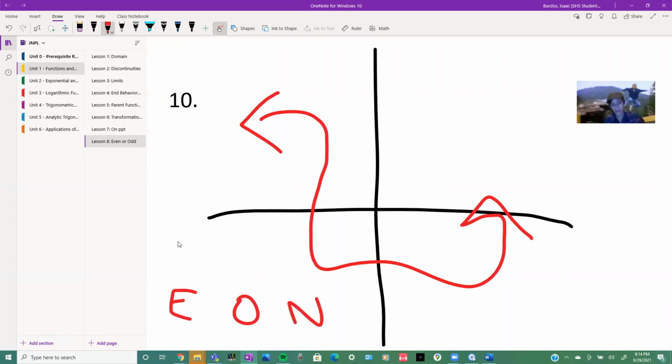Now, number 10, the arrows are in different directions. It's not a very good graph, really, but they're in different directions, so we can cross out even. But this thing would not have any symmetry, so it's neither. You can tell by its weird shape.